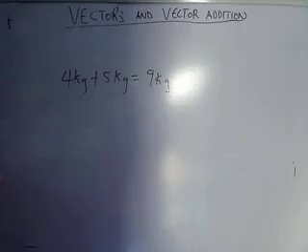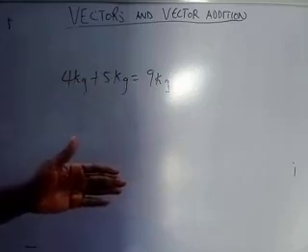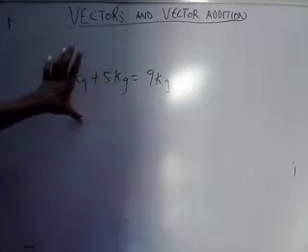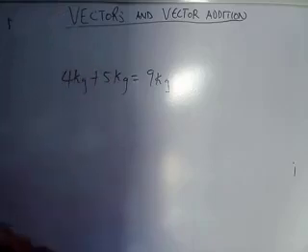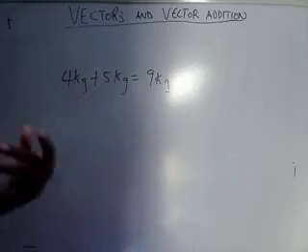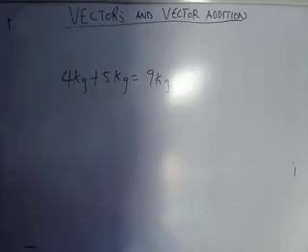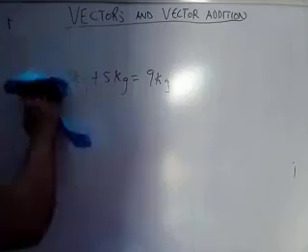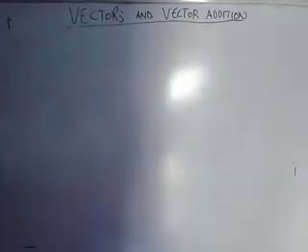So the method of calculation in vector addition depends on whether the vectors are acting in a straight line. So we have to look at, is it acting on a straight line or at an angle to each other? I'm going to look at some typical examples in vector addition. The first one, I'll call it A.